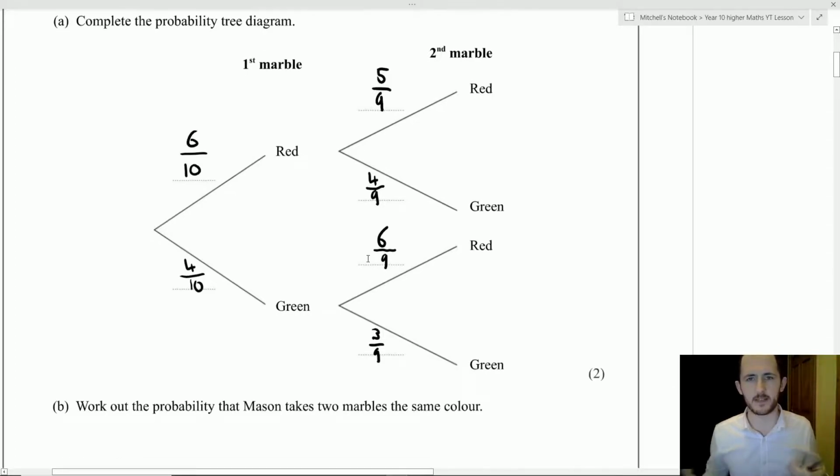Again, I don't think probability tree diagrams are too tricky. There's just a few things you have to remember. And again, the questions are going to get more tricky as we go along.